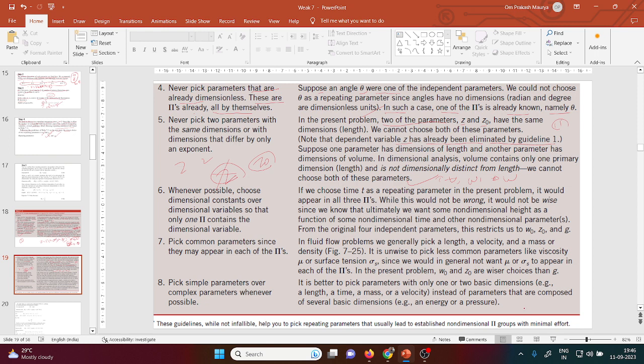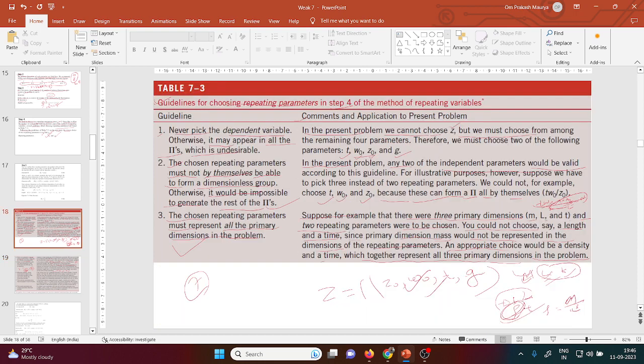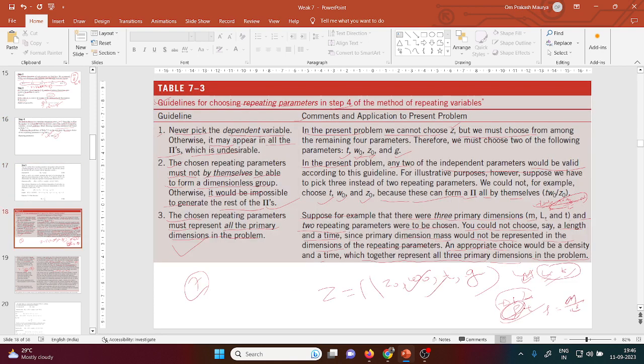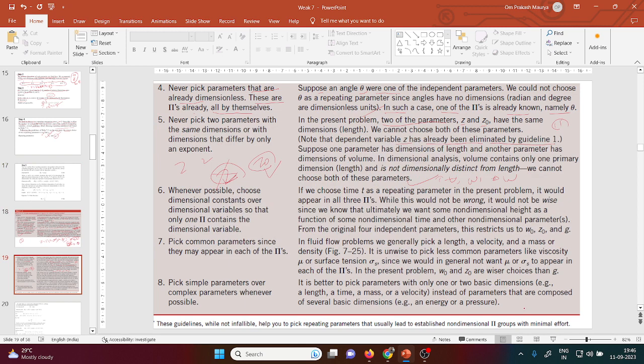So I think you understand now why we cannot take z naught, and why we are taking z here. Only this thing is remaining. Let us move on. Okay, so what is 6?